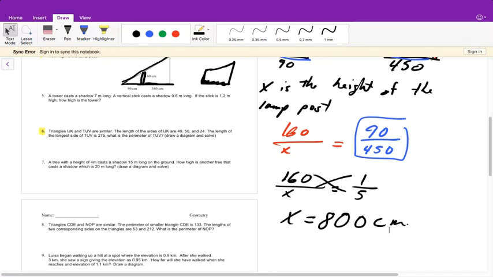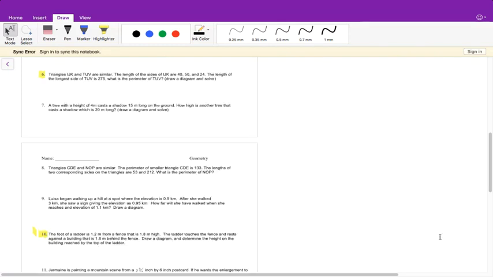All right, let's move on to the next question. It says triangles IJK and TUV are similar. Very key information they have to tell us. The lengths of the sides of IJK are 40, 50, and 24. The longest side of TUV is 275. What is the perimeter of TUV?